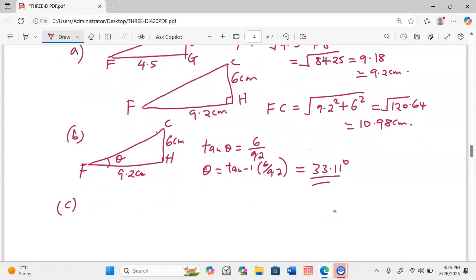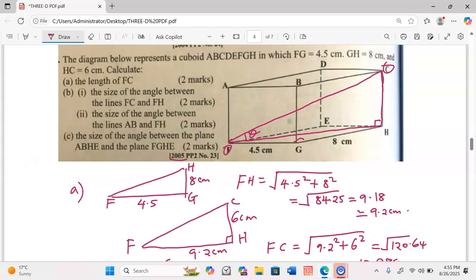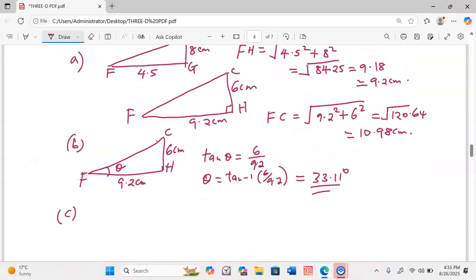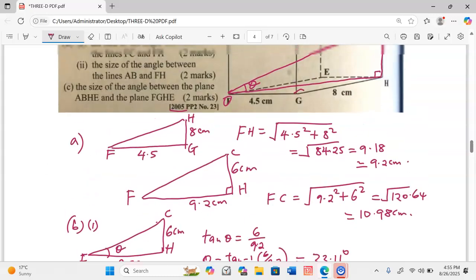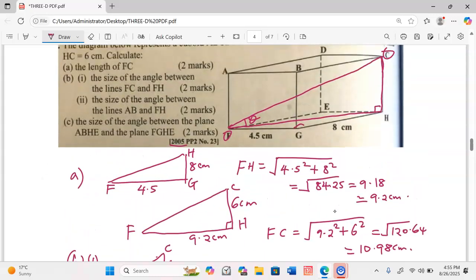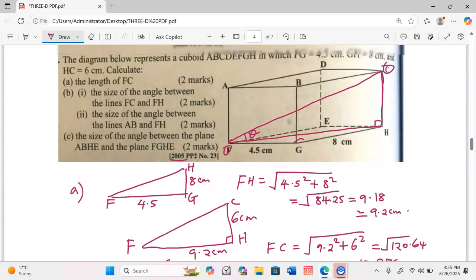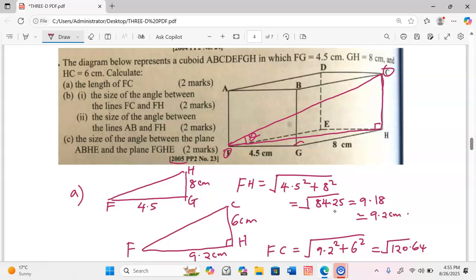Once we have gotten B, we go to C. In parts, that is B Roman 2, sorry, we go to B Roman 2. That means what we have done is B Roman 1. B Roman 2, we are supposed to get the size of the angle between the line AB and FH. A is here, B is here, and also FH.